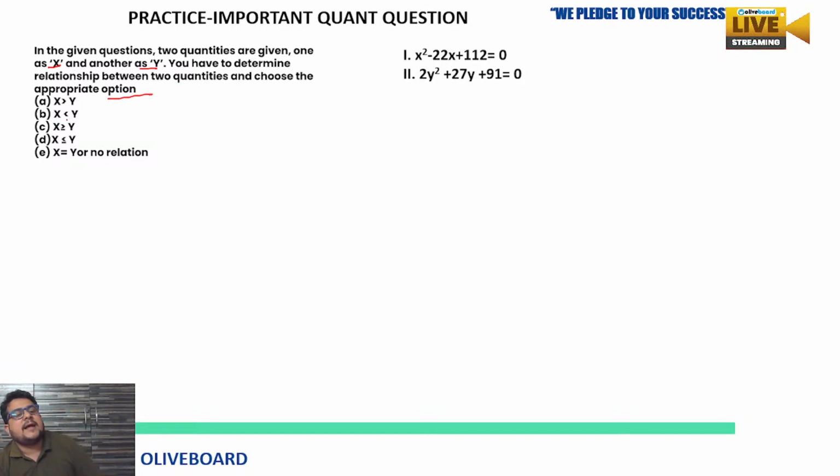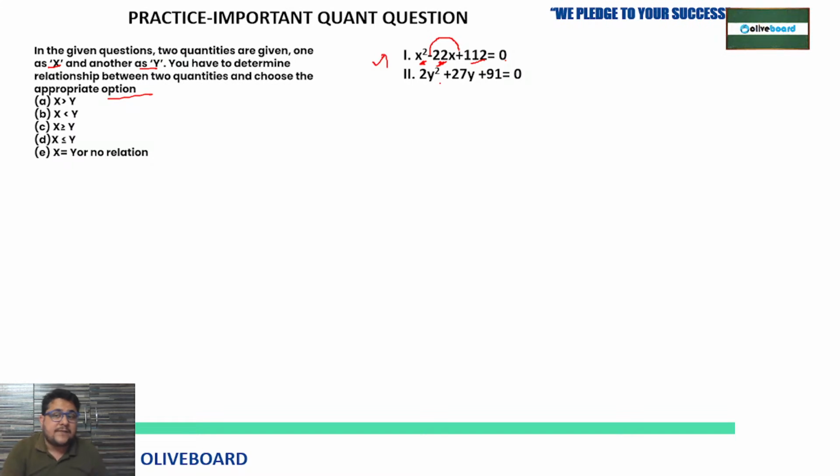x greater than y, x less than y, x greater than or less than y, x is equal to y, or no relation. See the first one, x square minus 22x plus 112 equal to 0. First see whether the minus and plus sign is there or not. I'm going to tell you the way you can directly decide the answer without solving these equations.